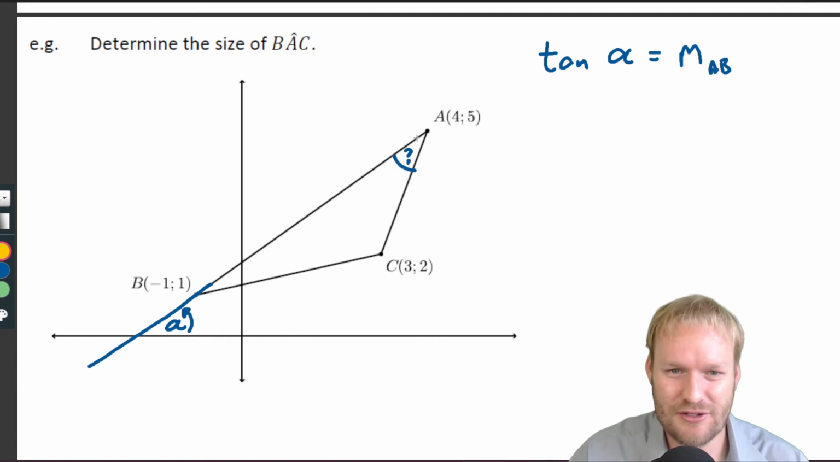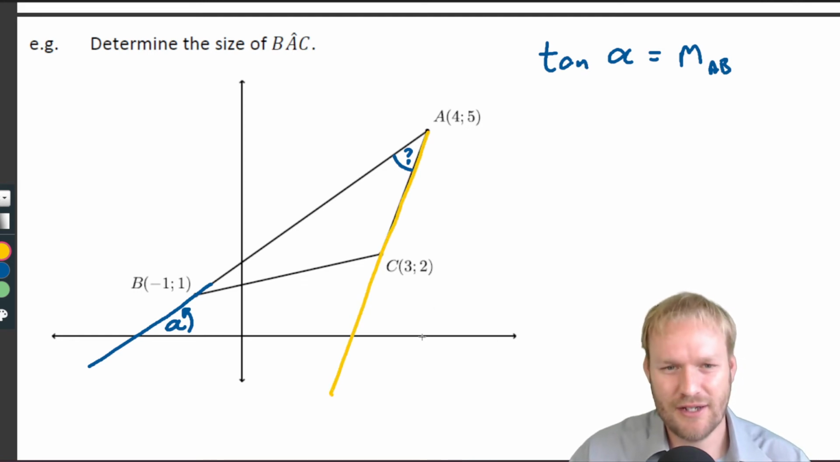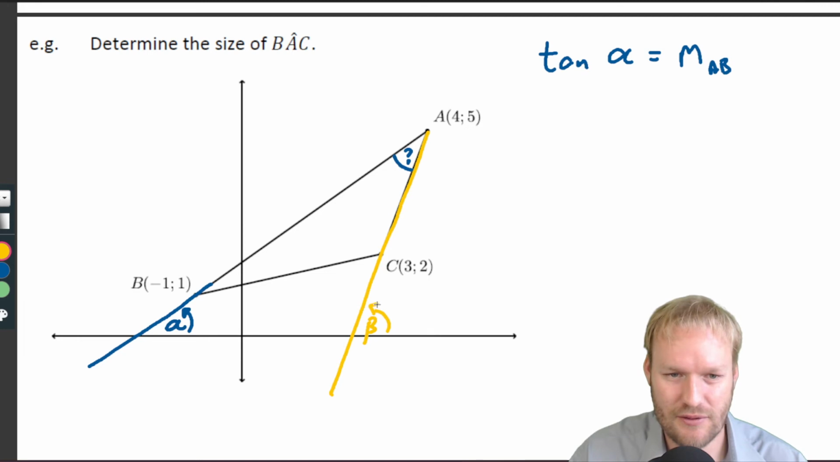Then I'm going to extend this line out here. I think this is what I was going to do. Yeah, let's do this. And we say, okay, well, I can work out what this angle of inclination here is. Let me call it beta. Because I can find the gradient of AC. So I can work out that tan beta is just the gradient of AC.